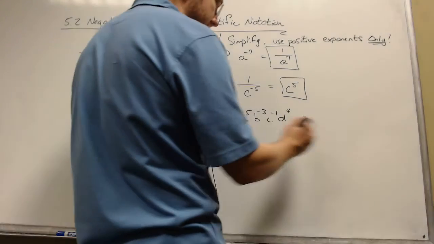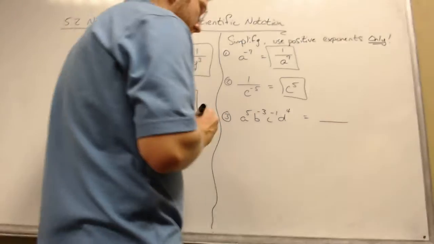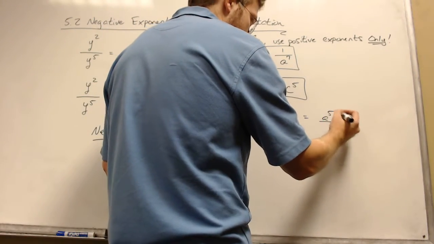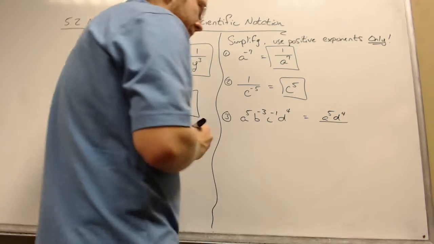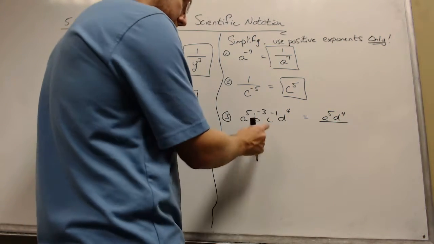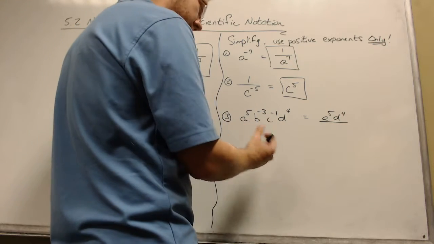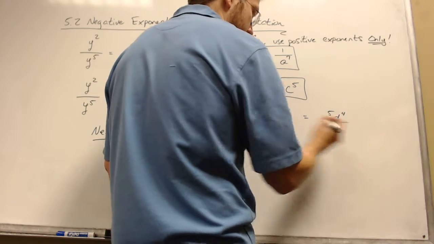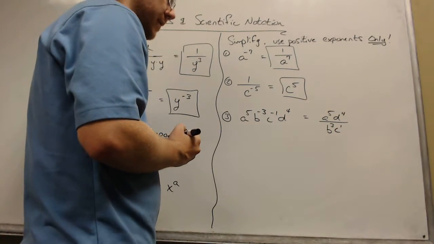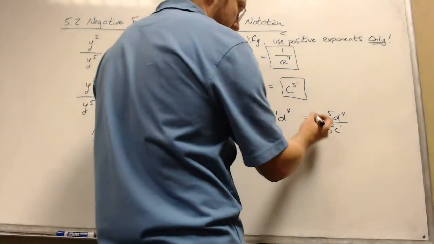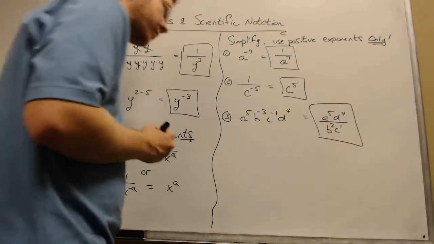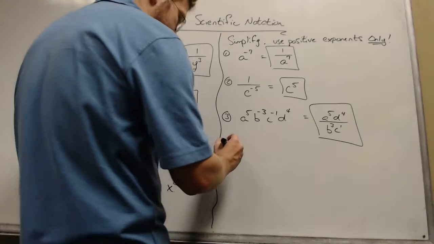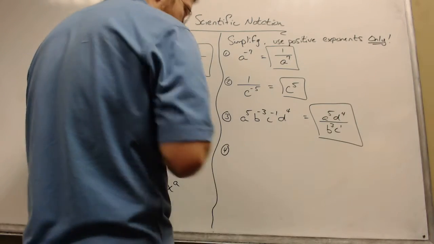So if I'm going to rewrite this, I'm going to treat it as one big fraction where my numerator keeps the pieces that I like. But my denominator is going to grab these pieces that have negative exponents and bring them down. We're going to reciprocate these, and these are going to drop to the denominator. Okay, so a to the 5th, d to the 4th, over b to the 3rd c. So all we're really doing here to simplify these is to rearrange the expression.